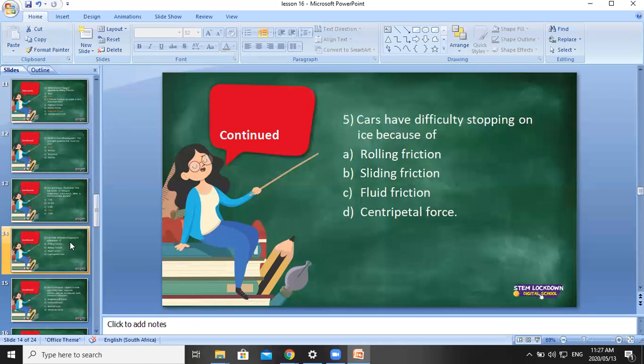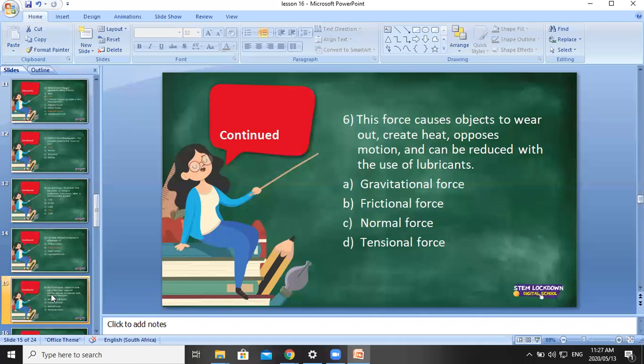So the correct answer is sliding friction. We all know that we go to Northgate and Joburg for slides there, and then you're experiencing sliding friction. Thank you very much, my kids. You are understanding this. You are ready for grade 10. Everybody in my class needs to go to grade 10 and choose physics and life sciences and become doctors in the future.